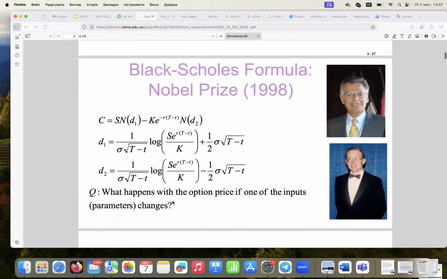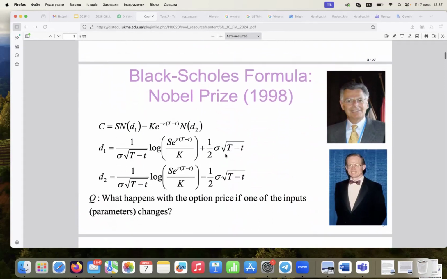So, the Black-Scholes formula, the Black-Scholes model. This model and formula were published in 1977, but the Nobel Prize was given only in 1998. But usually it is like this: first the publication of the famous result, and only after 10-20 years the Nobel Prize.